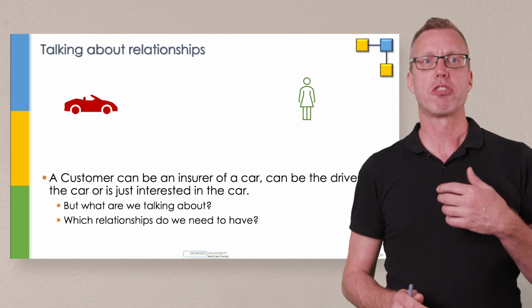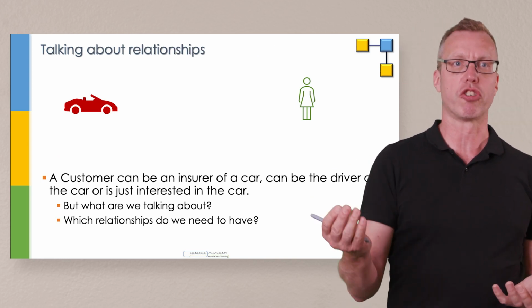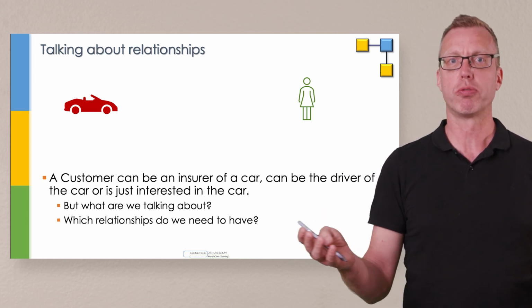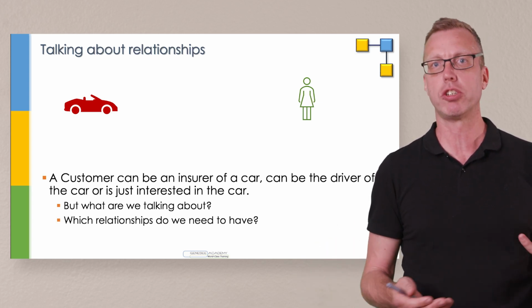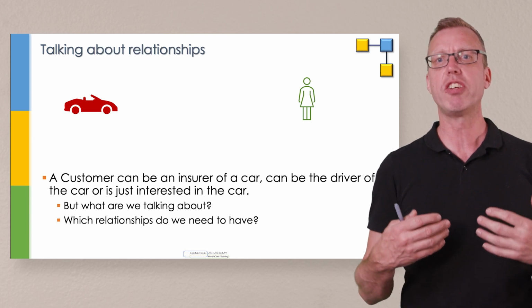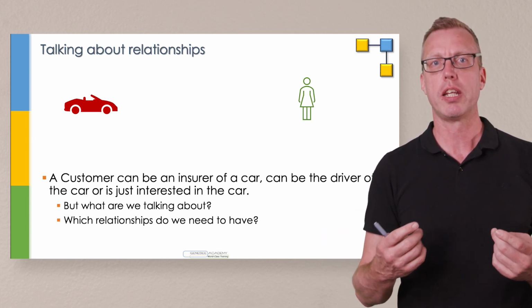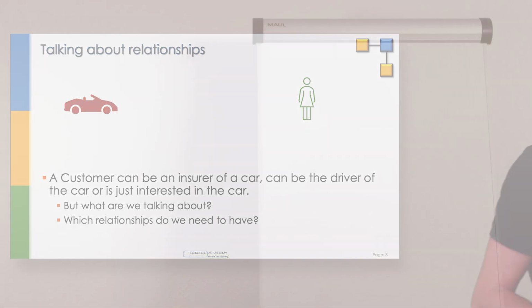Let's take a look at an example. If I have a car and a customer, we can say, oh, a customer can be the insurer of a car, it can be the driver of the car, or just interested in the car. There are just three different kinds of relationships. But what are we talking about? What relationship do we need to have? How are we going to handle that one? Let's go to the whiteboard and see what we're going to do.